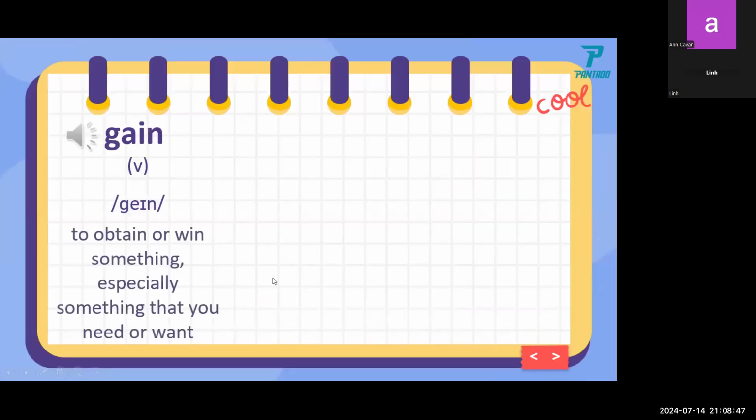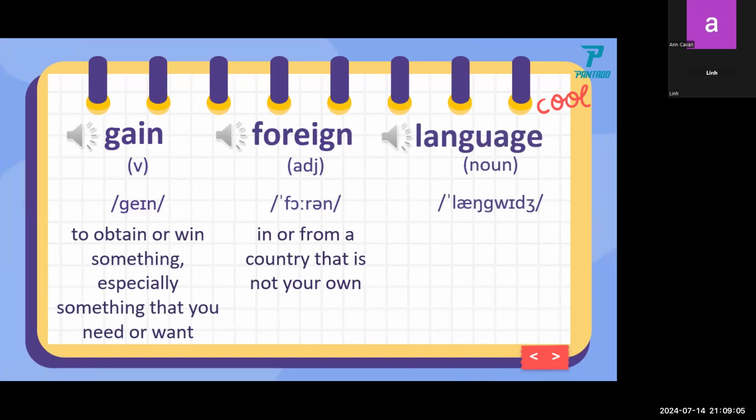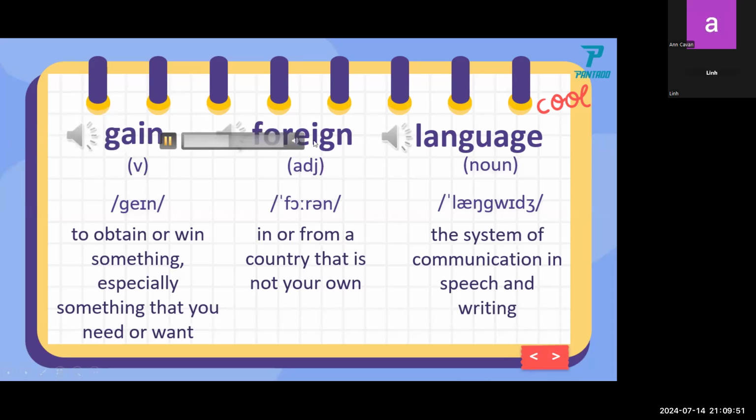Okay, so we have here the word game. Next. Next, language. Gain. Gain. Foreign. Foreign. Language.